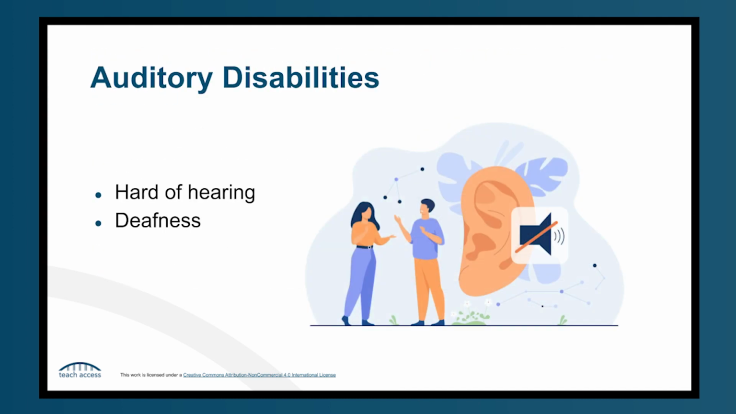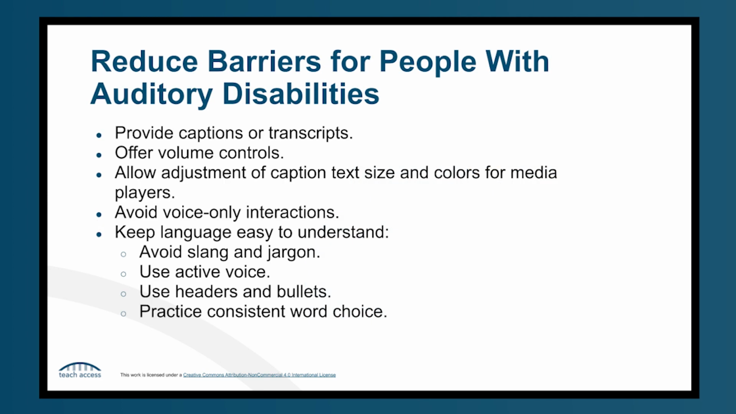Auditory disabilities can include hard of hearing and deafness. To reduce barriers for auditory disabilities, provide captions or transcripts, offer volume controls, and allow adjustment of caption text size and colors for media players.